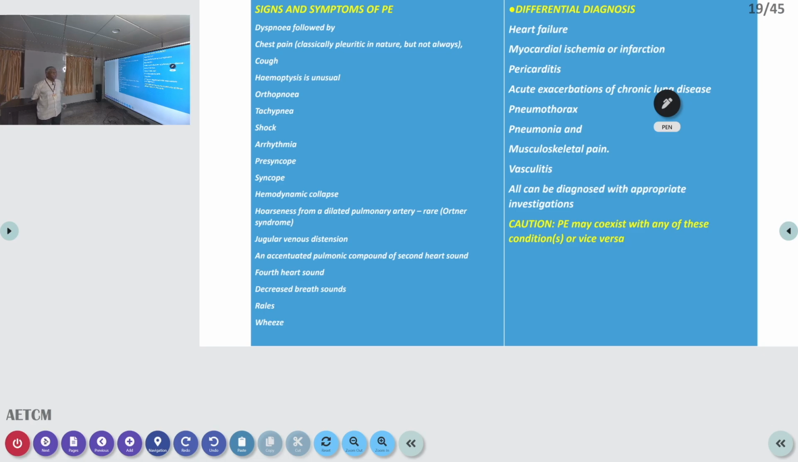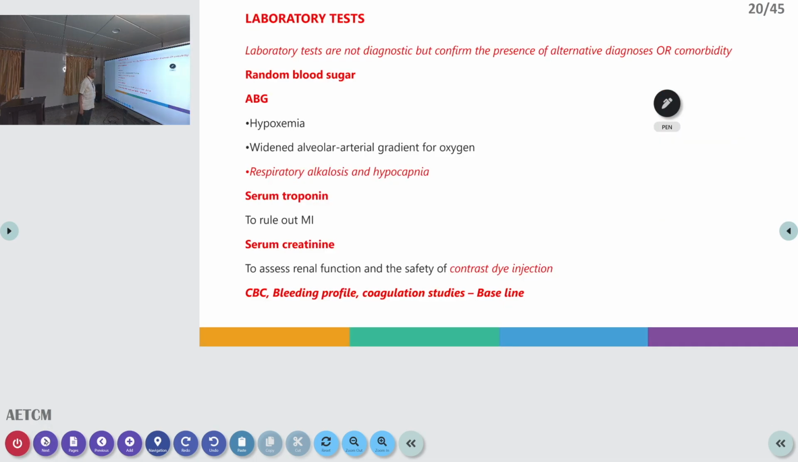When coming to the differential diagnosis, the common differentials include heart failure, myocardial infarction or ischemia, pericarditis, pneumothorax and many other things. Remember, pulmonary embolism may coexist with any of these conditions or vice versa. Don't give only one diagnosis of pulmonary embolism. It may be associated with myocardial ischemia or infarction or any other condition also.